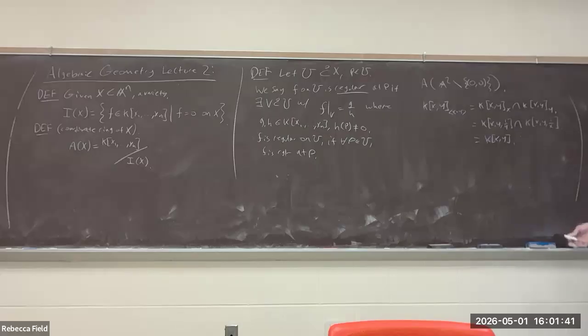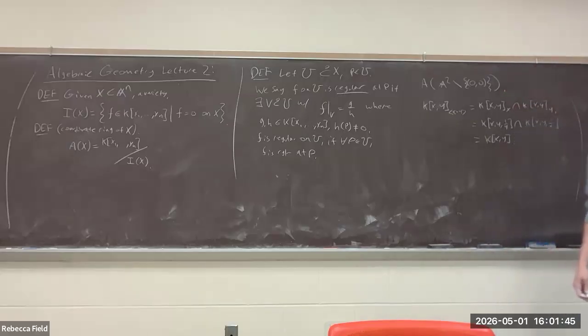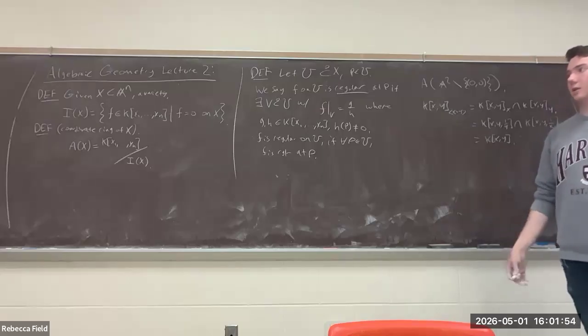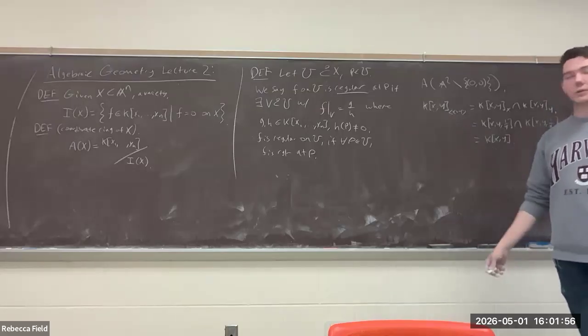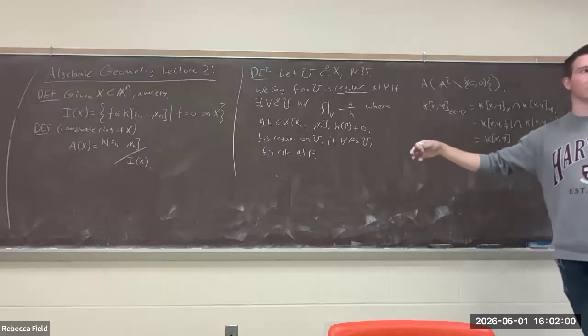Another way of viewing this, by the way, is that localizing is like looking at the distinguished open by f, right? The denominators have to come from the intersection of the coordinate ring of the distinguished open of f and the coordinate ring that you care about.